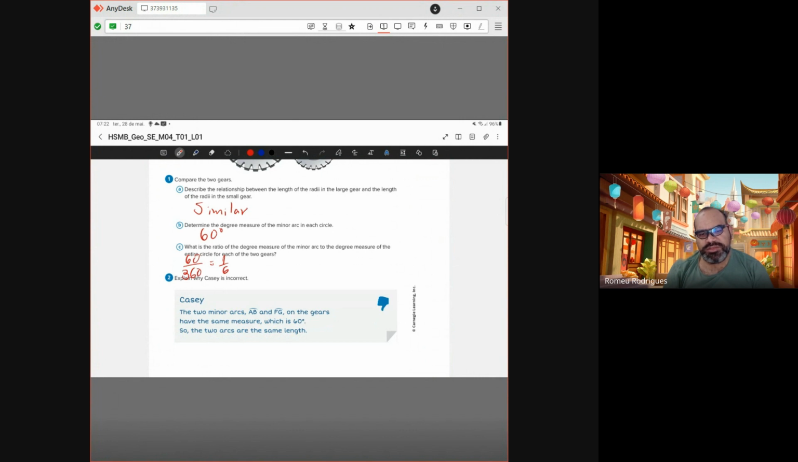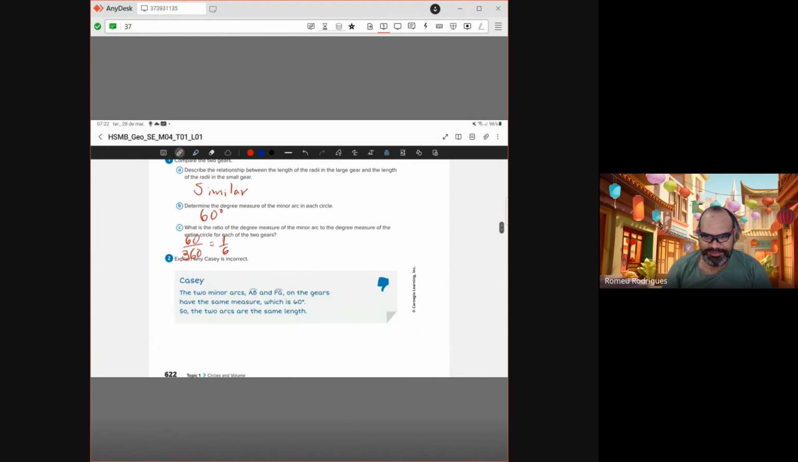And here, number 2 is a problem. The two minor arcs AB and FG are equal, with the same measure, which is 60 degrees. So the two arcs have the same length, guys? No, not the same length, because they have different radii. As the radii are different, the arc lengths are also different.